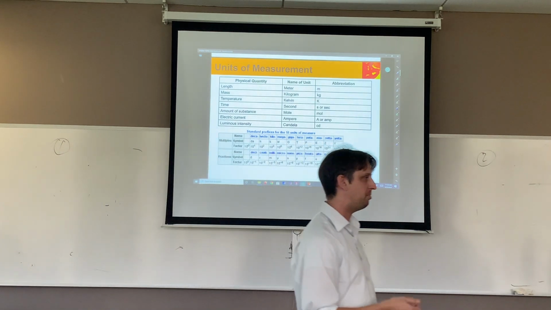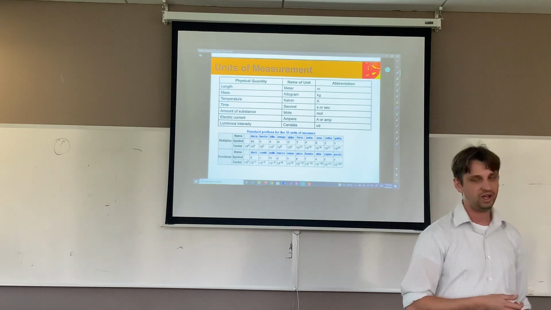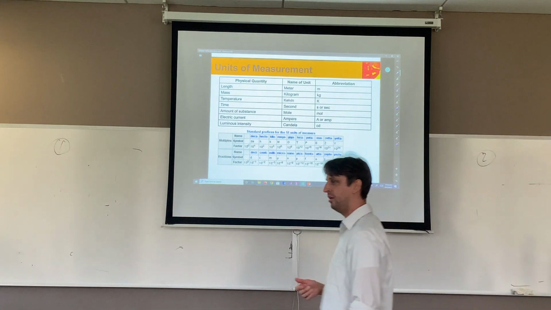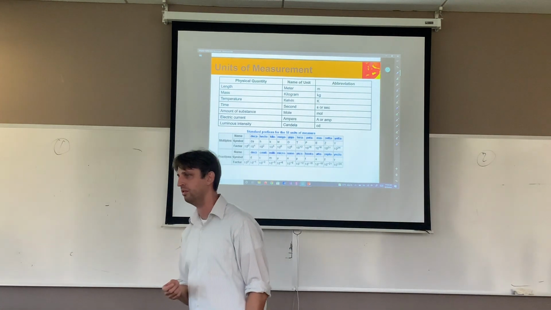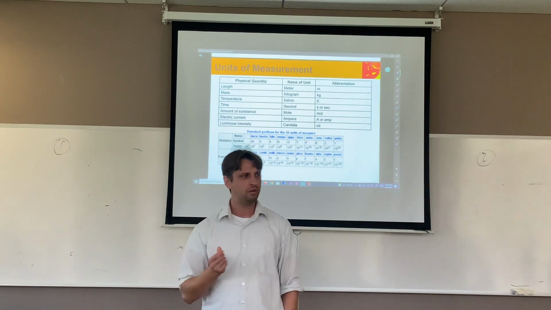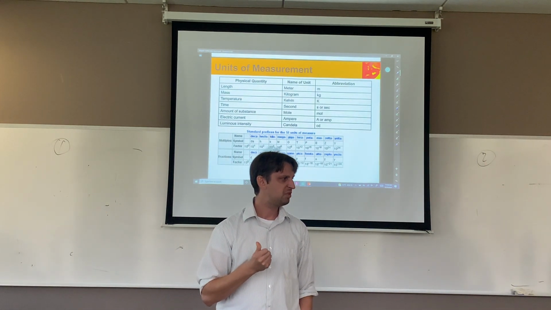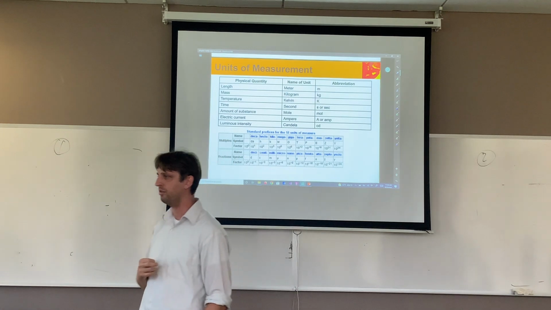When you guys are in the lab and you have to measure something out, very rarely will you have to measure out a kilogram of anything, right? How much does a kilogram weigh in pounds? Anybody know? About 2.2 pounds for every kilogram, right?